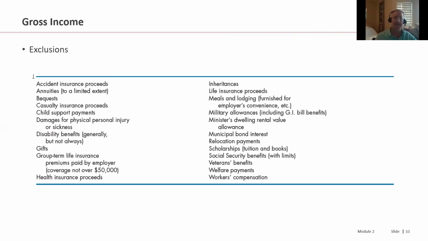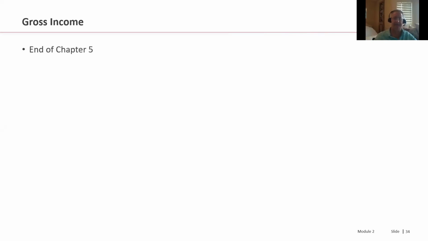All right, so we're coming to the end of Chapter 5, and this is a list of items that are excluded from income under the definition of gross income. So again, I'm not going to make you memorize this. There's a handful of things on here, but that basically brings us to the end of Chapter 5.